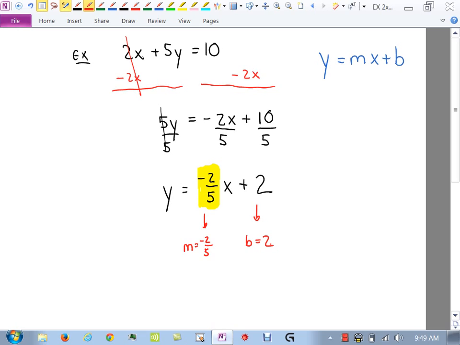So the question is, can you graph that line using this information? So let's see how we would do that. I'm going to do my graph over here on the side. So you help me. What does the slope allow us to do? What does the slope tell us, I guess?